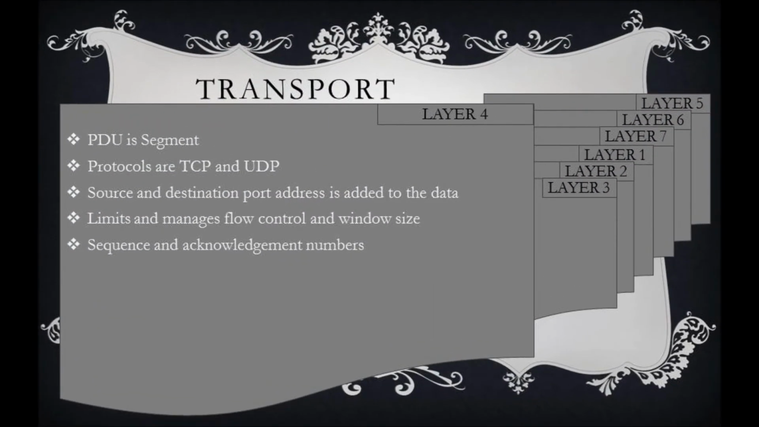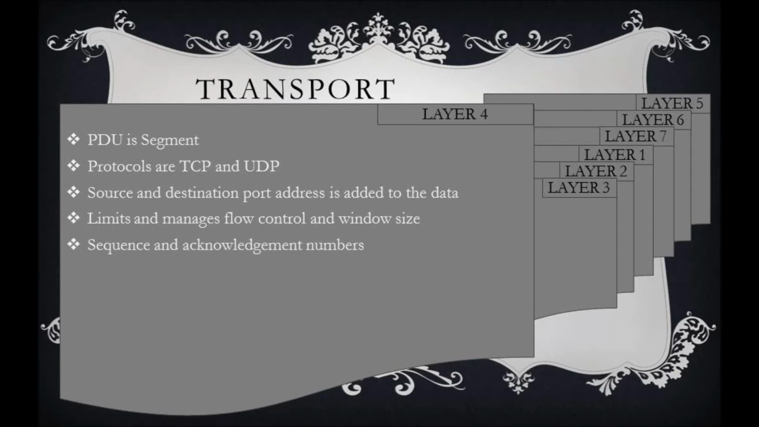Transport Layer 4. At the transport layer, the protocol data unit is a segment. The protocols are TCP and UDP. The source and destination port addresses are added as part of the transport layer header. When using the TCP protocol, the transport layer limits and manages flow control and window size by adding the window size field to the transport layer header.